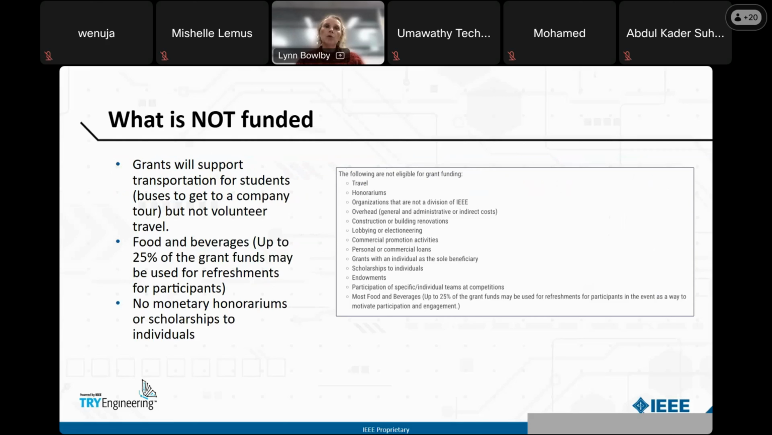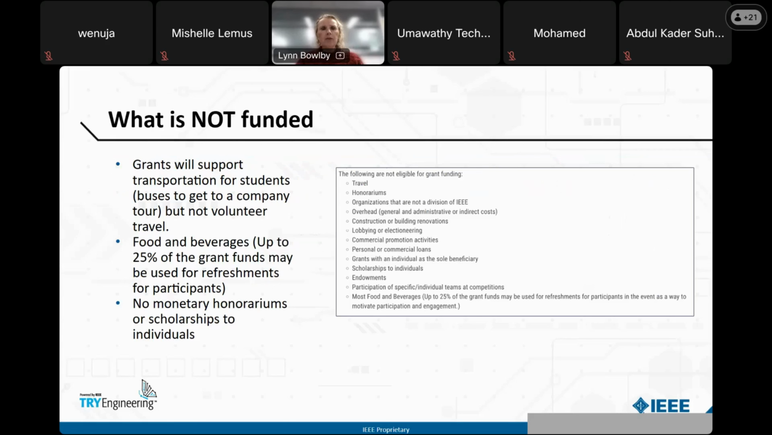So we'll support transportation for students, like a bus or a van, to maybe a company tour if that's part of your event. Maybe it's in a rural community and they need to be able to get to the venue. So we want that to be supported through the grant, but not volunteer travel. If you have a volunteer speaker coming in to help you conduct the event, we are not going to cover airfare, Uber, taxi, any of that as a way for them to get to the event.